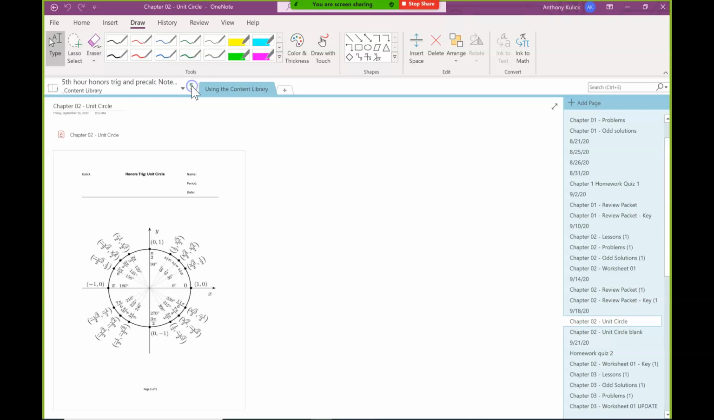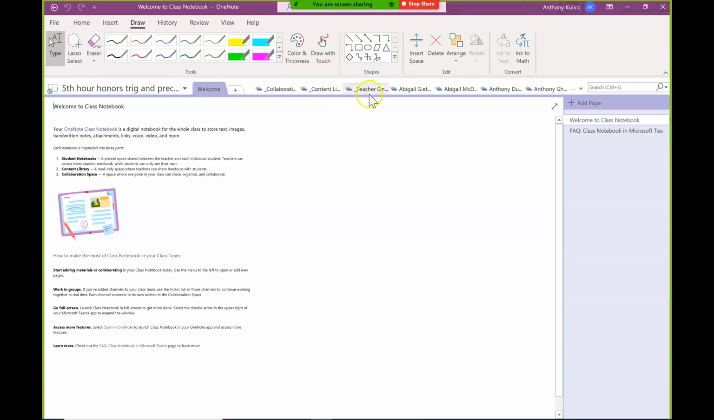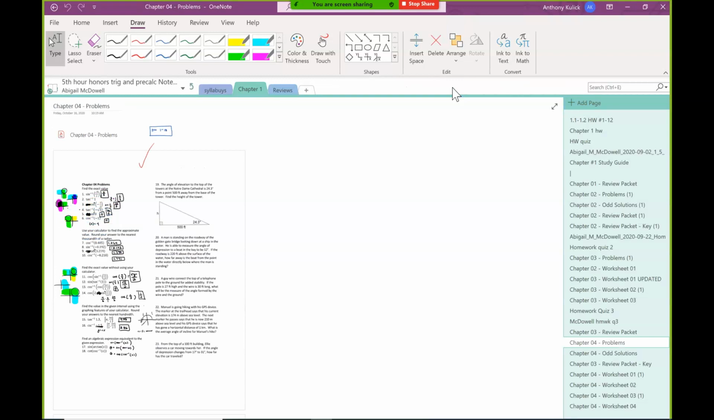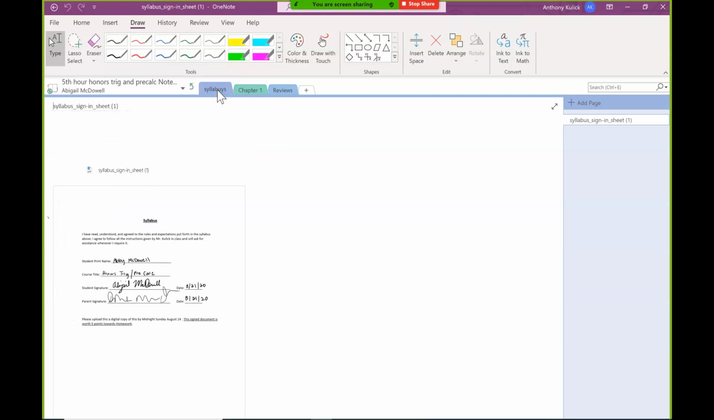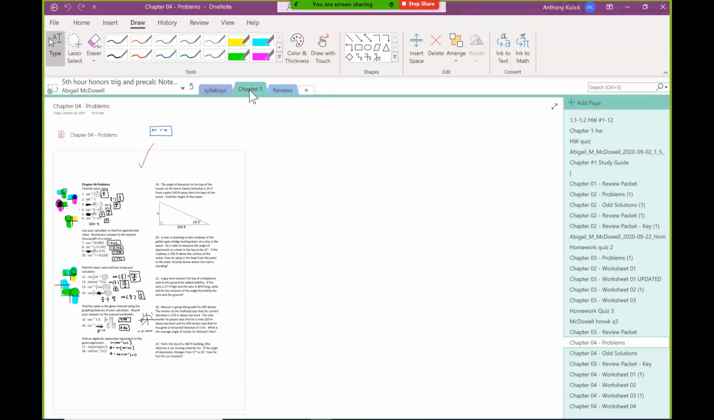So for example, let's pick on Abby. Abby has this syllabus tab not being used. We could move that. The reviews tab, well, that's empty. We could just delete that. And then in this chapter 1 tab, we have everything that we've been working on for the entire semester.